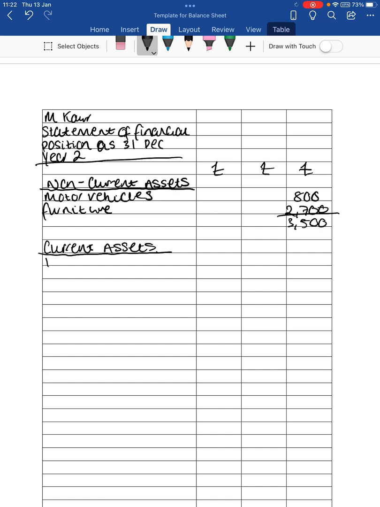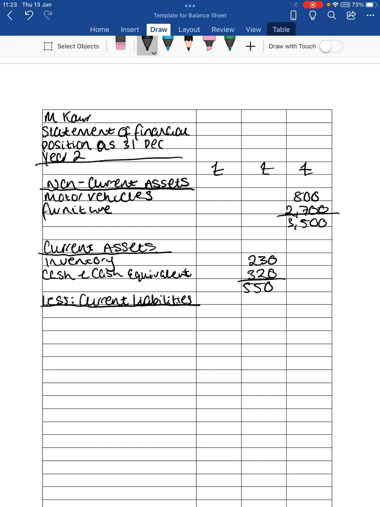So we have our inventory, which is the most difficult to turn into cash at the top, which gives you 230, and we have our cash and cash equivalents, which is our cash and bank added together, which gives us £320. Again, we're just going to simply add these up to give us 550 for our total current assets. We're then going to move on to our current liabilities. So I'm going to write here less to remind me to take away, less current liabilities, always underline with a ruler.